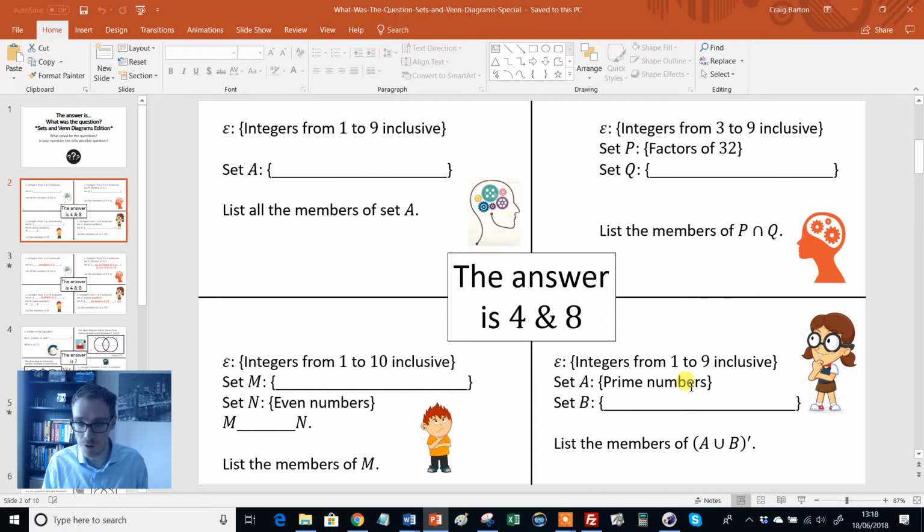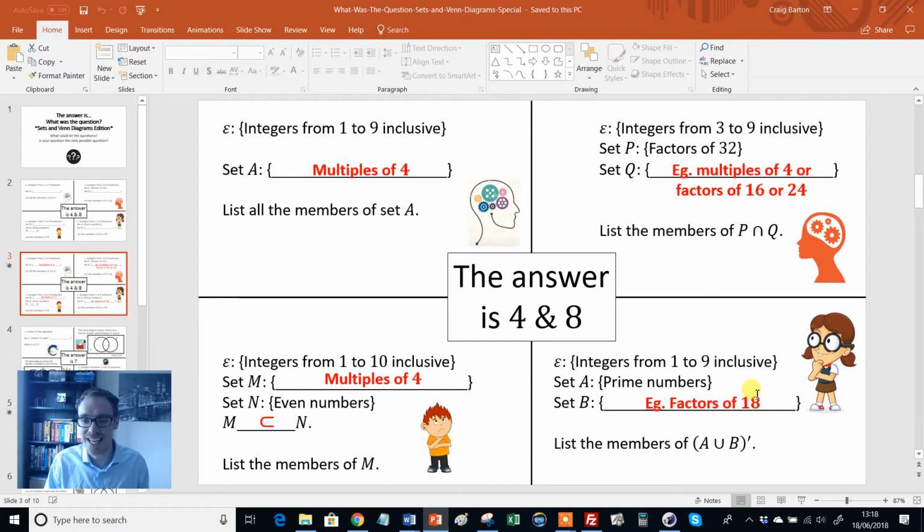And then you get to some really tricky ones. I was struggling enough with that one, but look at this one here. So integers from 1 to 9 inclusive, again. Set A is all the prime numbers. Set B is something. And we've got to get all the members that aren't in A or B. So they're neither a prime number nor whatever this definition of set B is. And the answer's got to be 4 and 8. I was scratching my head for ages with this one. But factors of 18 is something that works. And Andy's put here E.G., which suggests possibly there are other ones.